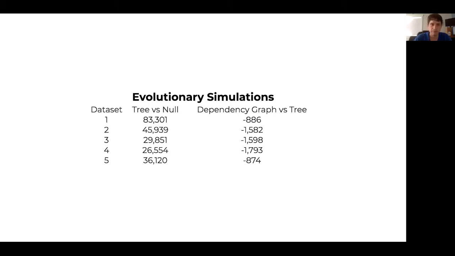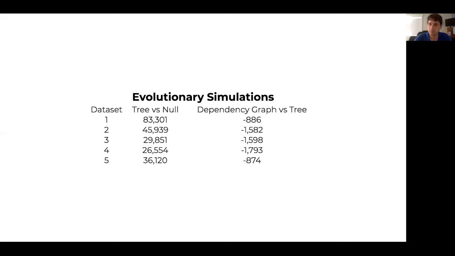If we look at the third column, we have the dependency graph versus tree. You'll see these are negative numbers, and that says that the data here fits a tree a lot better than a dependency graph. And that's important because it shows that I do, in fact, correctly identify this as a tree, and it doesn't look like a dependency graph. And also, it's not the case that no matter what happens, I would always think it looked like a dependency graph.